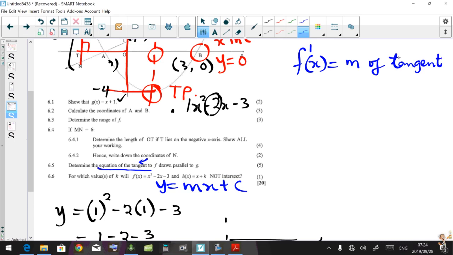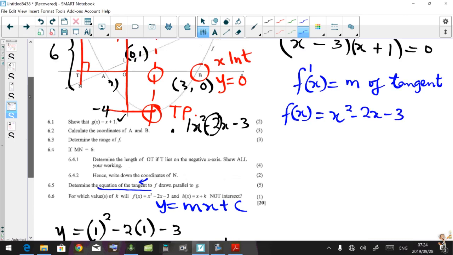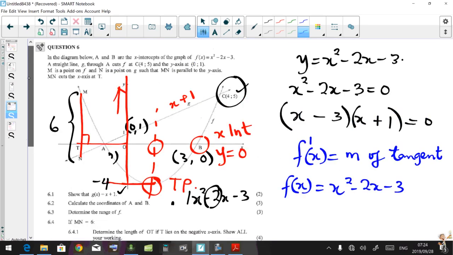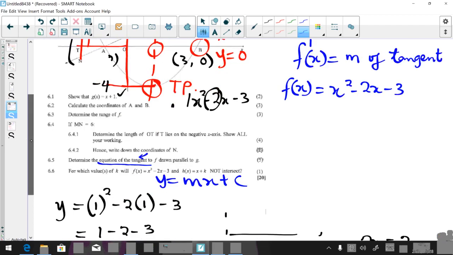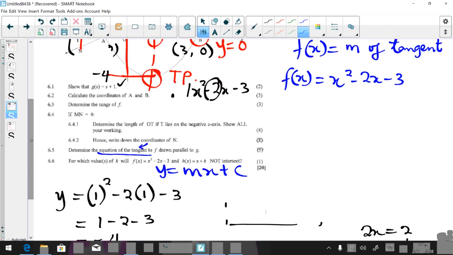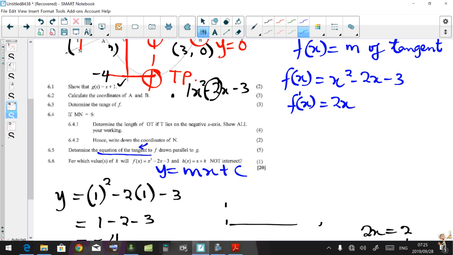Alright, so do we have our function? What's our function? f of x equals x squared minus 2x. Is it minus 3? Let's just check to make sure. Yes, minus 3. Now, what is our first derivative? Remember, we said first derivative will equal the gradient. f prime of x is equal to 2x minus what? 2.